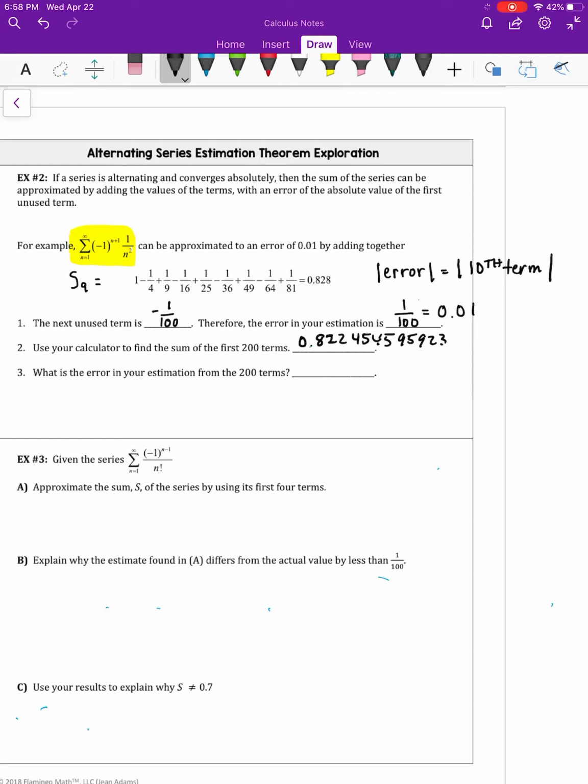And then what is the error in your estimation from the 200 terms? Well, it's going to be the 201st term. The way this is set up, if you put an odd value in, you get a positive. If you put an even, you get a negative. Since I'm doing the 201st, it doesn't matter because I'm going to take the absolute value of it. So the absolute value of negative 1 over 201 to the second.